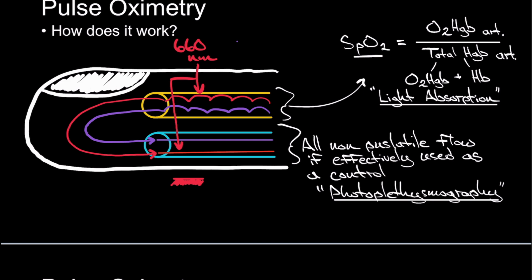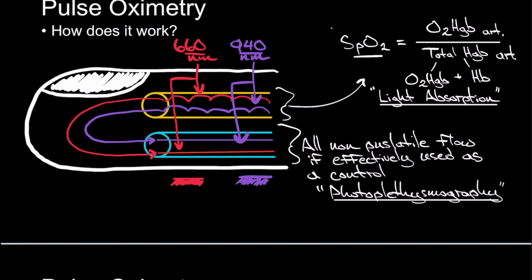And then you also have a light bulb that emits light at 940 nanometers, and it fires that down through the finger, and then it's detected on the bottom of the pulse oximeter. So it uses this to determine the percent of oxygen that's saturated with hemoglobin. How it does that is hemoglobin that's bound to oxygen absorbs light at 660 nanometers. Hemoglobin that is unbound to oxygen absorbs light at 940 nanometers.